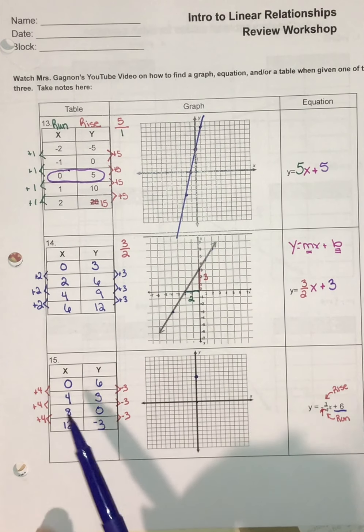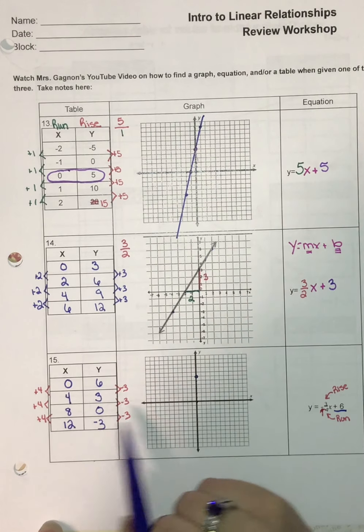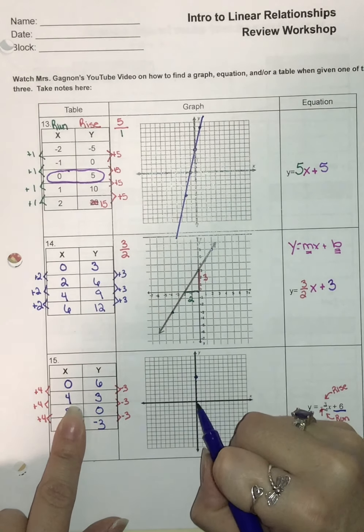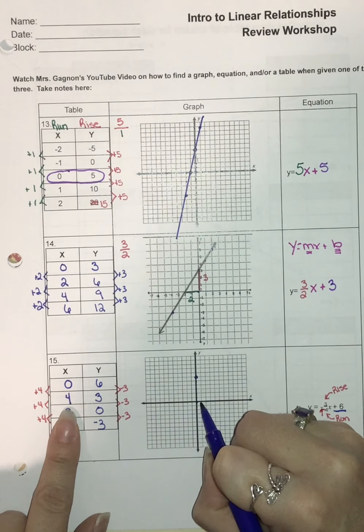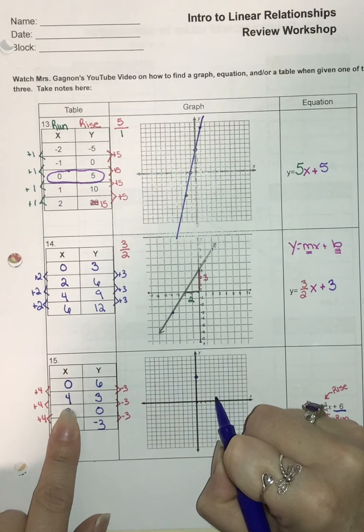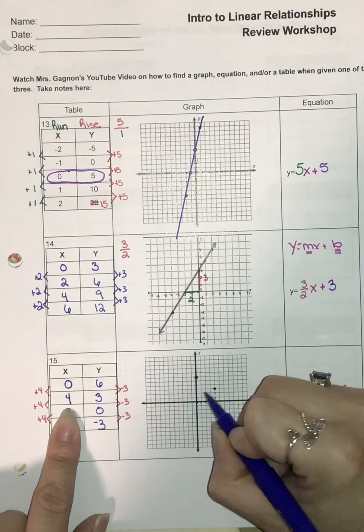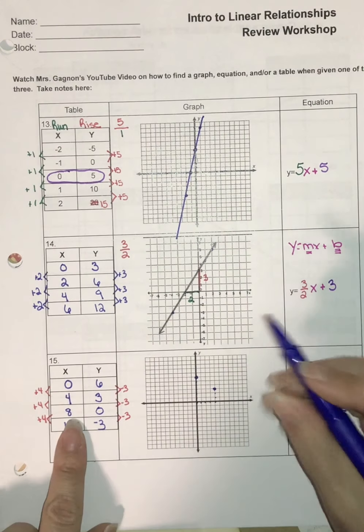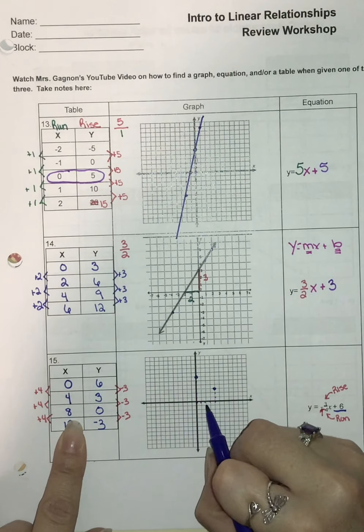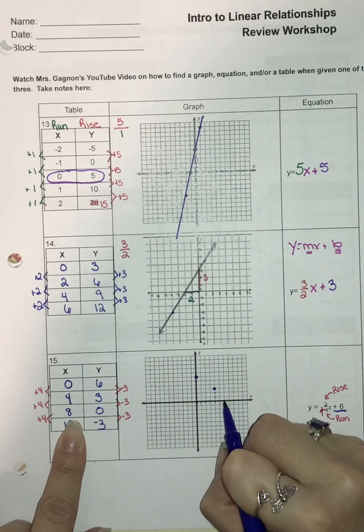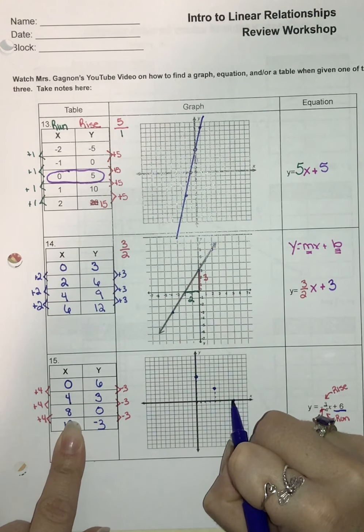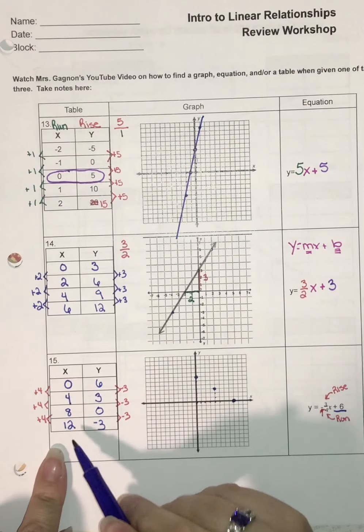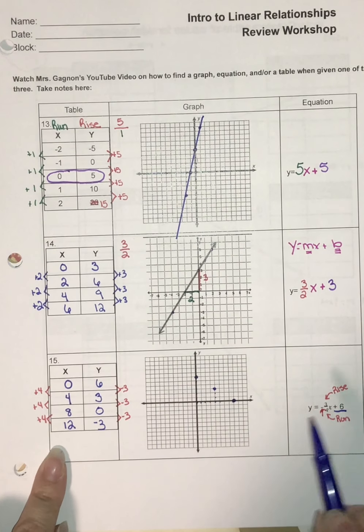Now, you could take all of these points and plot them if you wanted to. You could go 4, 3, which means x, y. So 1, 2, 3, 4. 1, 2, 3. And that would be a point. Then it's 8 and 0. So 1, 2, 3, 4, 5, 6, 7, 8 and 0. So it's right here. And then we can't really plot this one because it's too far off the graph.